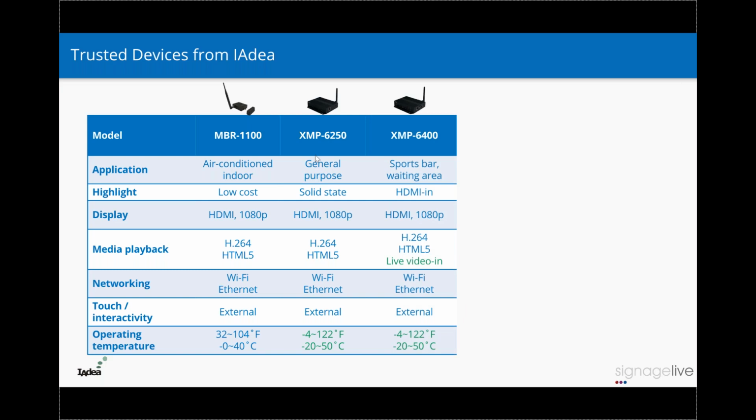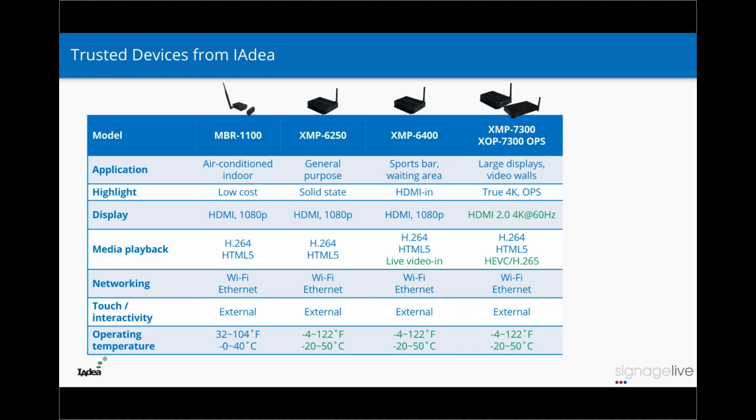If they are looking for even more functionality, the XMP 6400 is the one that supports the external HDMI live video input port. That is great for restaurants and sports bars where you integrate satellite TV, and they can even integrate live cameras, so security cameras, shopping cameras. These can be integrated into digital signage content and displayed as part of the screen. They also support a wider temperature range.